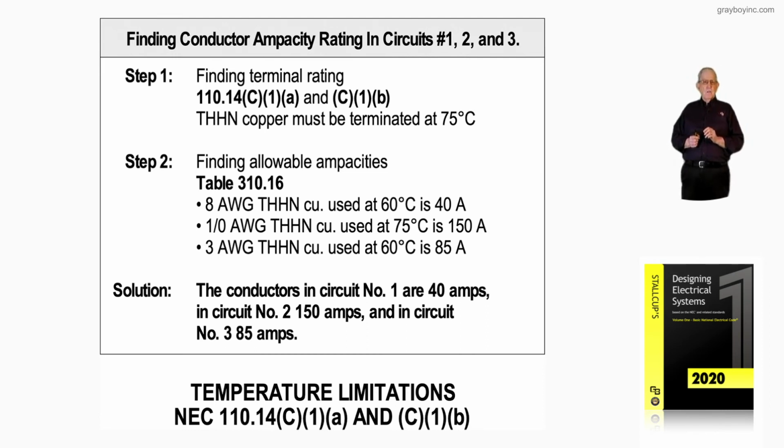Now, the third circuit, a number 3 THHN, used at 60 degrees C is 85 amps. And if that would supply your load, that'd be okay. But if it did not supply the load, I'd have to bump it up to another size. But notice we have circuit 1 and 3 are 60 degrees C terminals in the illustration. And then we have the circuit 2 at 75 degrees C terminals. And that's what 110.14 C1b is illustrating to us in this illustration.